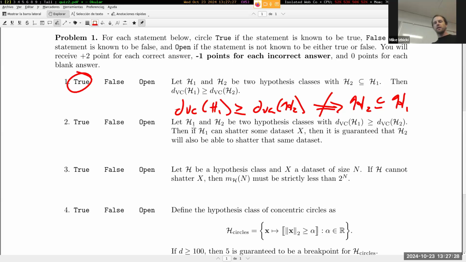Problem number 2 here. Let H1 and H2 be two hypothesis classes where the VC dimension of H1 is bigger than H2. Then if H1 can shatter some data set X, it is guaranteed that H2 will also be able to shatter that same data set. This one is false.